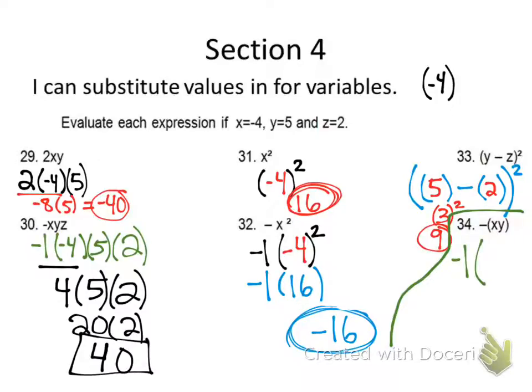And then in parentheses, I have -4 in another little set of parentheses. Then I have my y in parentheses. That's a 5. Close them up. Lots of parentheses.